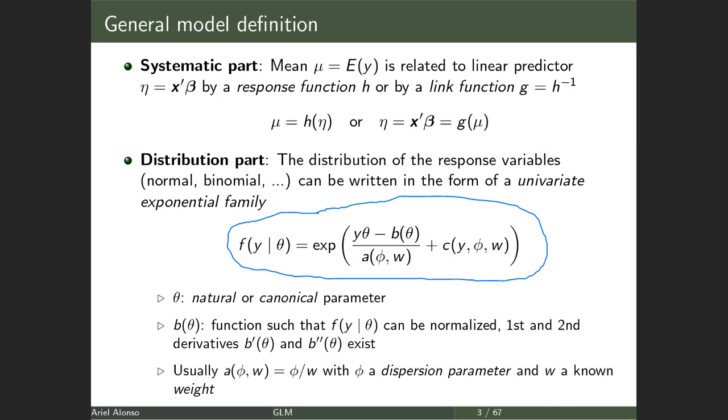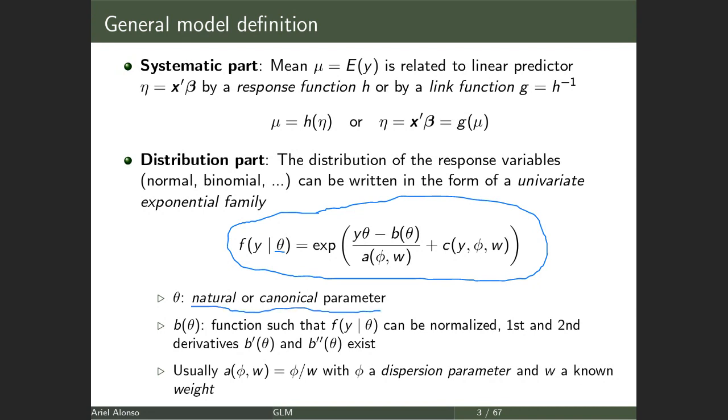What is theta? As I told you, this is the parameter that characterizes the distribution. In the normal distribution, for instance, you have two parameters, mu and sigma. In the binomial or the Bernoulli, you have pi. Here, we consider theta the parameter of the distribution. We call it, in this case, a natural or canonical parameter.